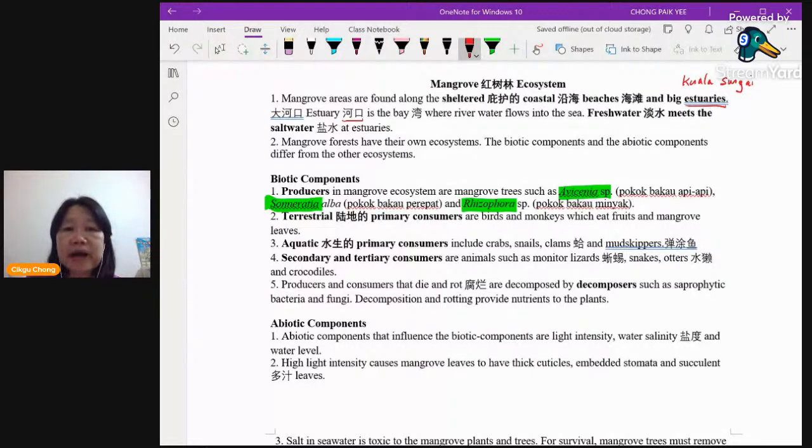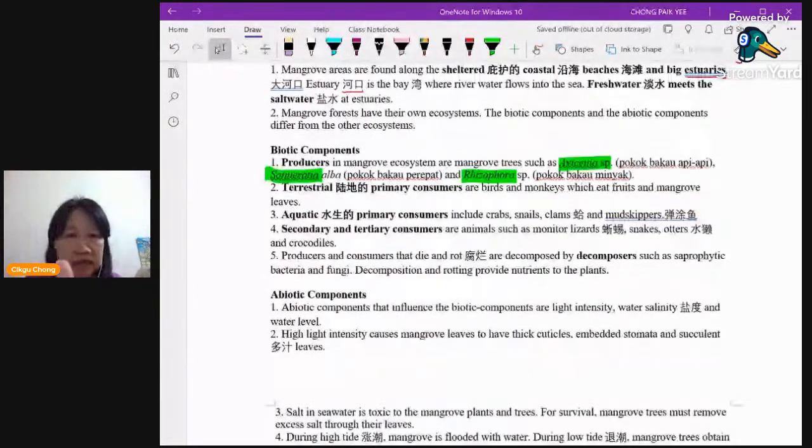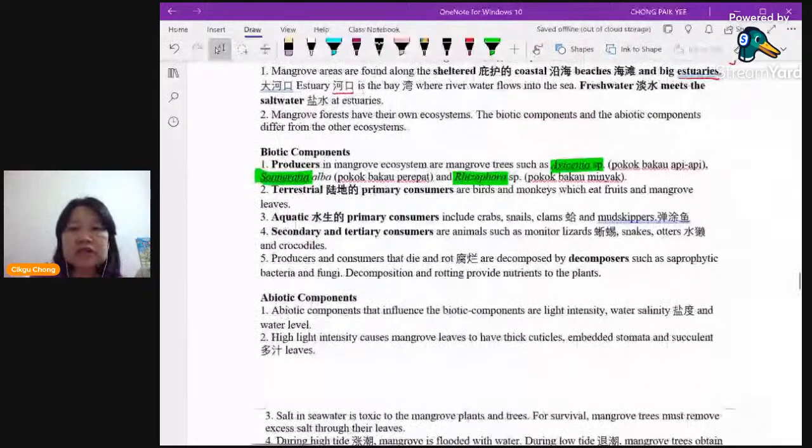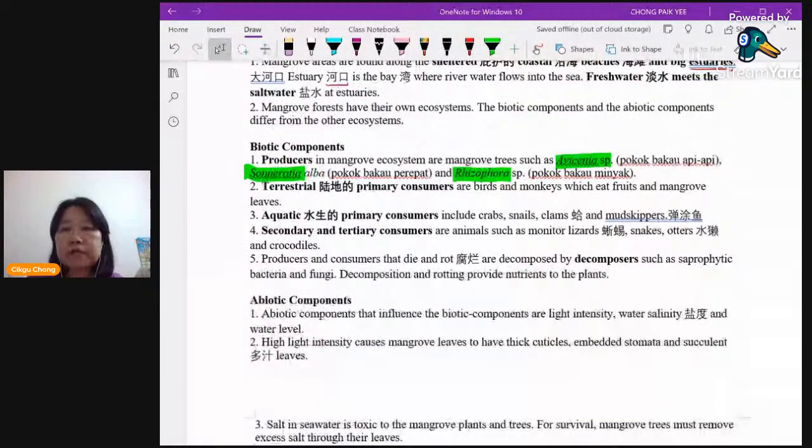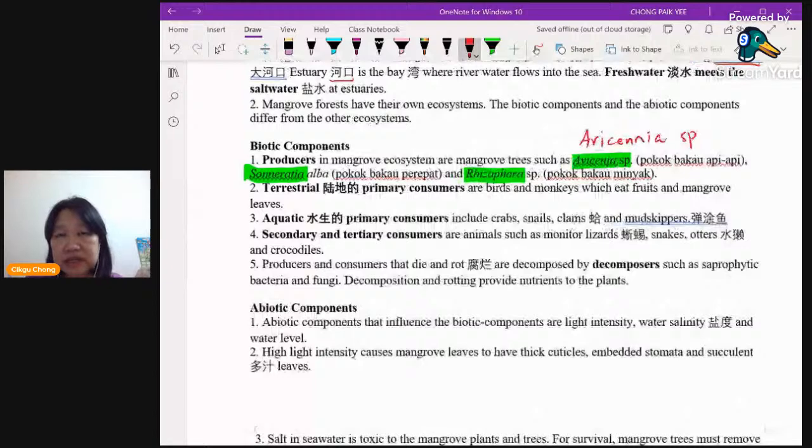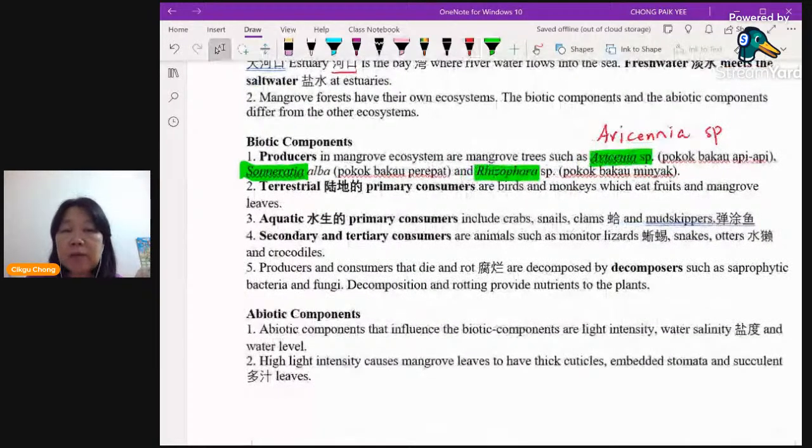So what are the biotic components? Now you need to remember the names. So this is essential. The species of the mangrove plants, you have to remember 4 names. Avicennia, this is missing an N. Avicennia species. Avicennia is called pokok bakau api-api. Sonneratia alba is the species name. So on Sonneratia species, pokok bakau perepat, and Rhizophora, pokok bakau minyak. Now I'll show you the picture afterwards.